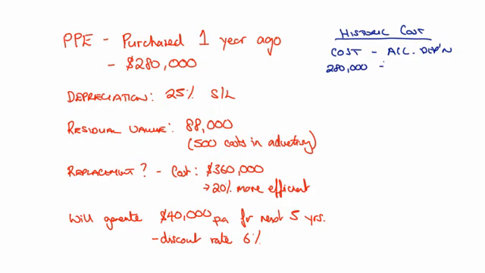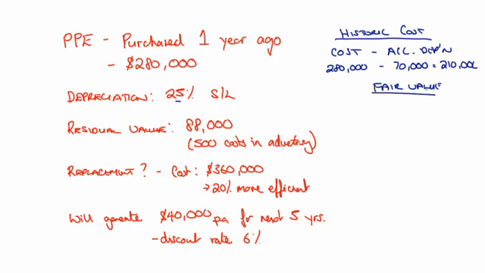We bought it a year ago. Depreciation is 25%. So 25% of 280,000 is 70,000. And so therefore the net book value using historic cost would be 210,000. So that's historic cost. What about fair value then?